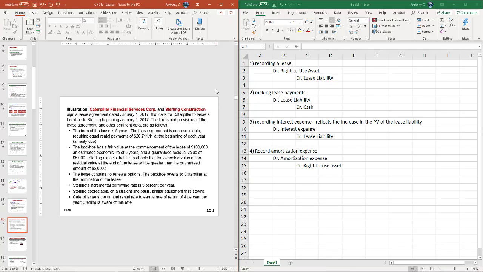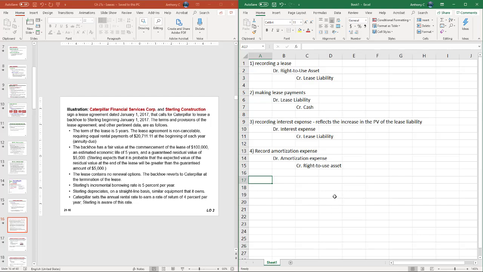So now that we have the big picture behind how to account for a finance lease, let's apply this to an example. In this example, Caterpillar and Sterling Construction sign a lease agreement. Caterpillar is the one leasing a backhoe from Sterling. Here we have all the lease agreement terms and the data.